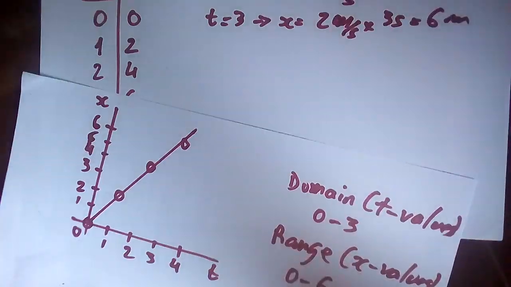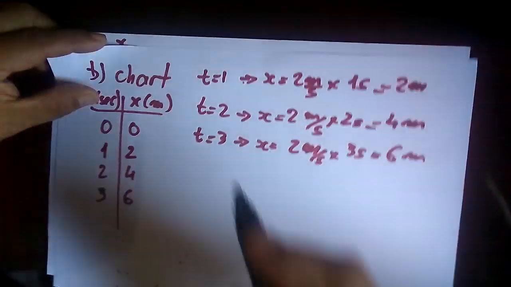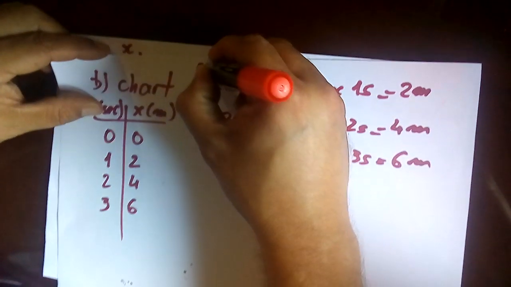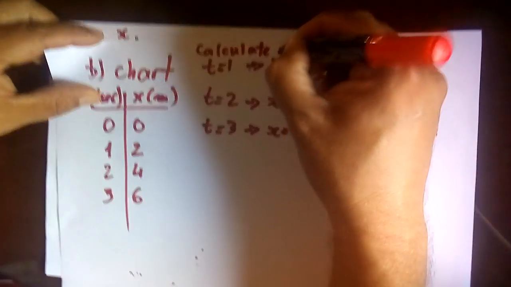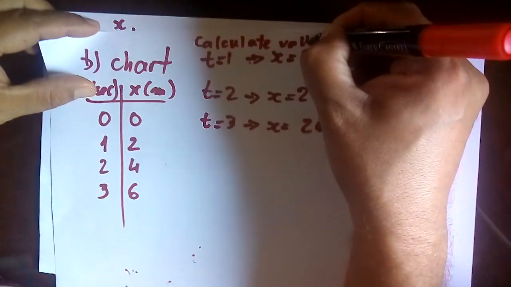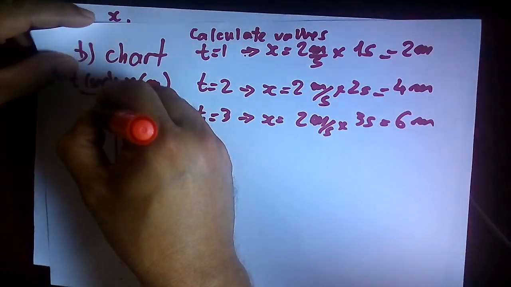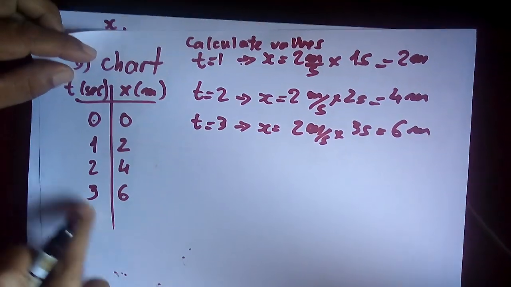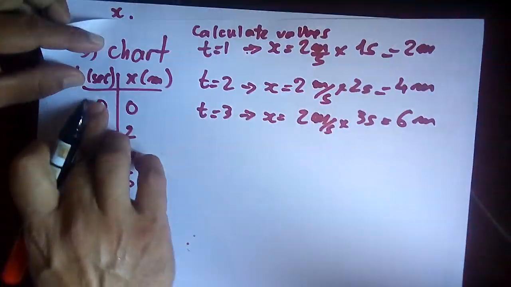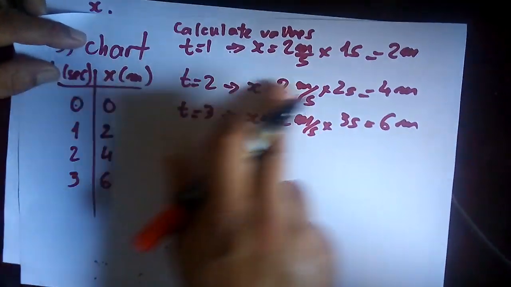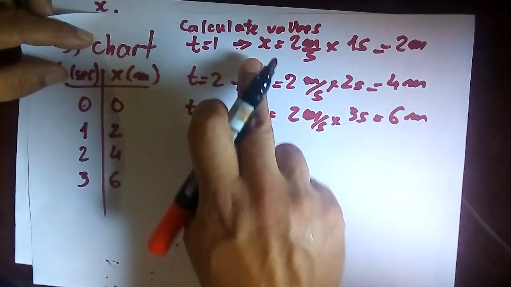Using that equation, now I calculate values. This is the most important step. I plug in and I give it values. I give the values 1, 2, and 3. Could be 2, 4, and 6. Could be any values from 0 to 10, for example. And I put them in the equation.